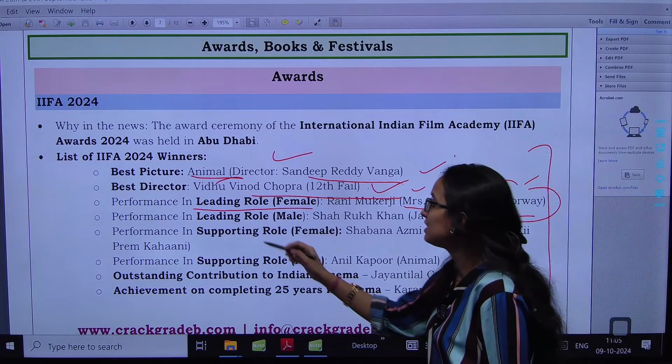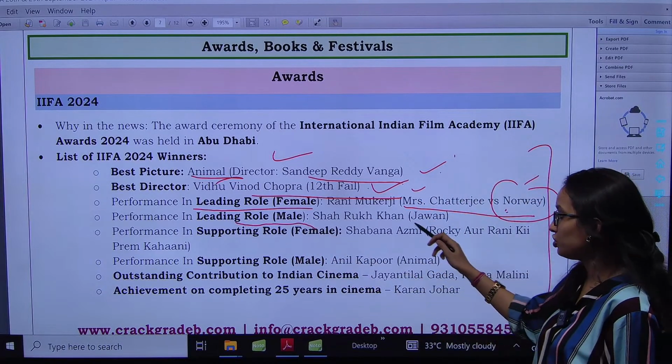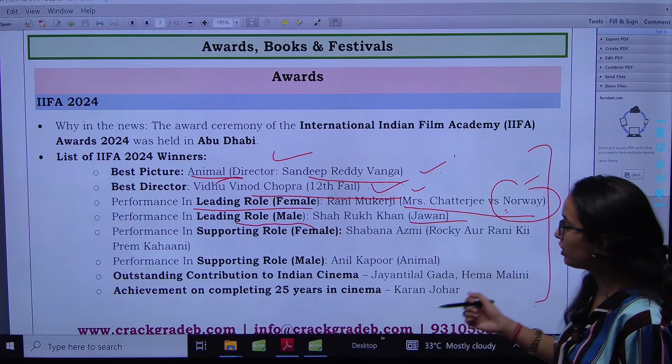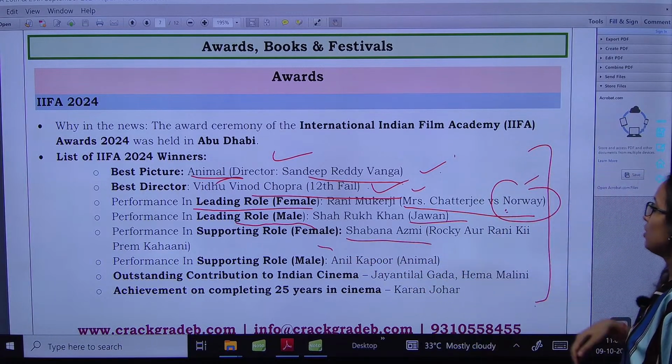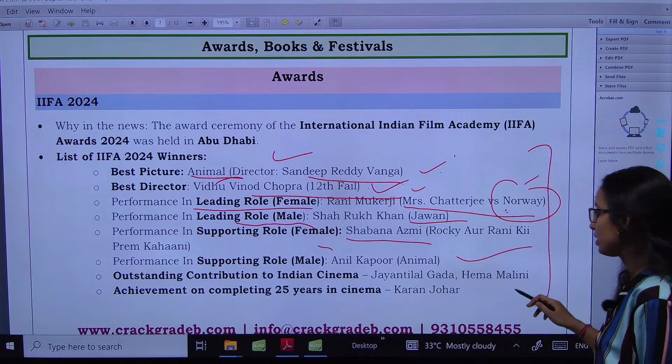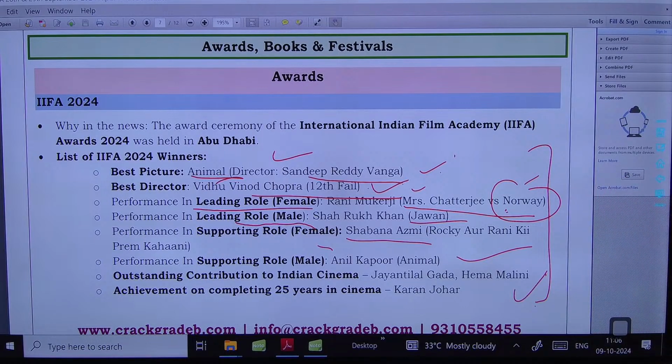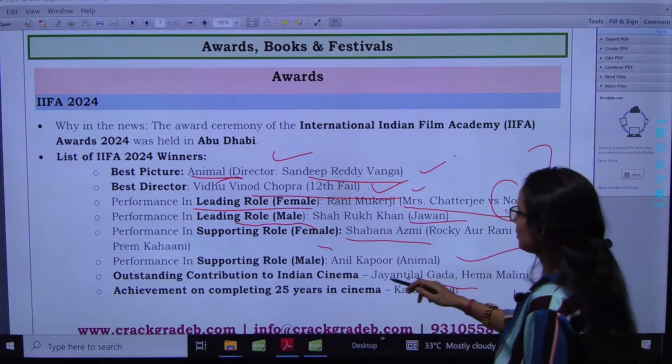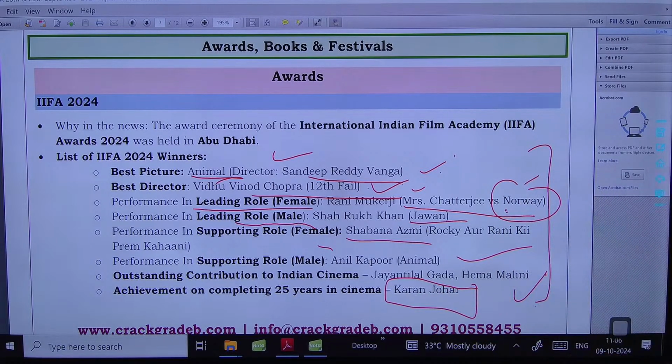Then you have performance in leading role male, Shah Rukh Khan for Jawan. Then have performance in supporting role female, Shabana Azmi for Rocky or Rani Ki Prem Kahani. Then you have performance in supporting role male, Anil Kapoor for Animal. And outstanding contribution to Indian cinema has been given to Jayanti Lal Gada, Hema Malini. Okay. And achievement on completing 25 years in cinema has been provided to Karan Johar. So this is the winning list.